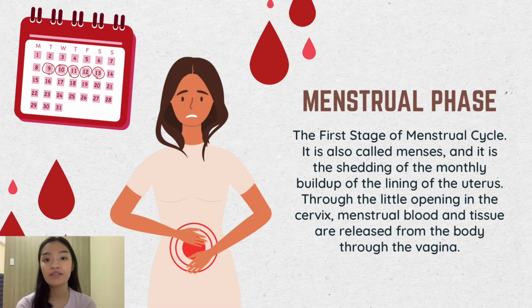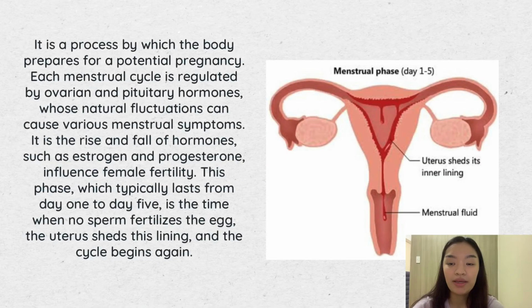Most people get their first period between ages 12 and 14, but for some people, they get them earlier or later than that. Menstruation is the process by which the body prepares for a potential pregnancy. Each menstrual cycle is regulated by ovarian and pituitary hormones, whose natural fluctuations can cause various menstrual symptoms. It is the rise and fall of hormones such as estrogen and progesterone which influences female fertility. This phase typically lasts from day 1 to day 5, and it is the time when no sperm fertilizes the egg.